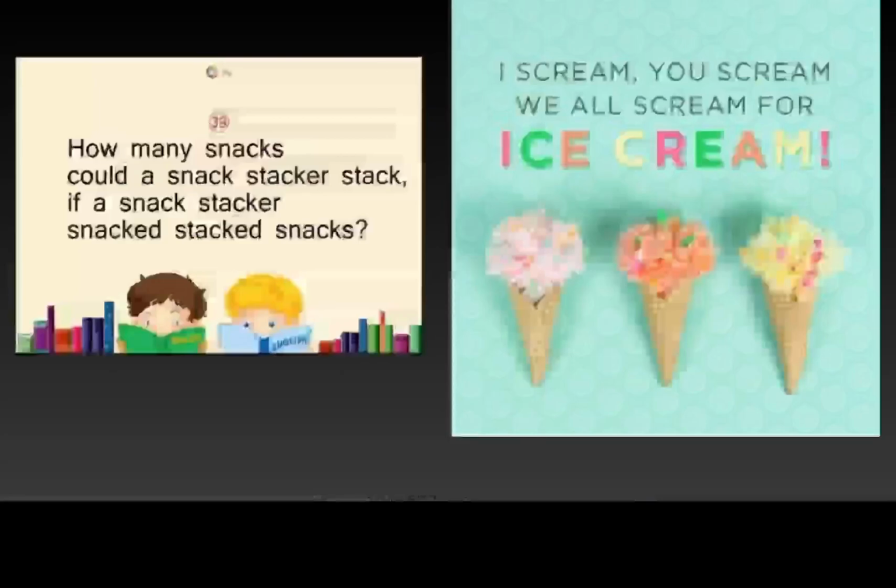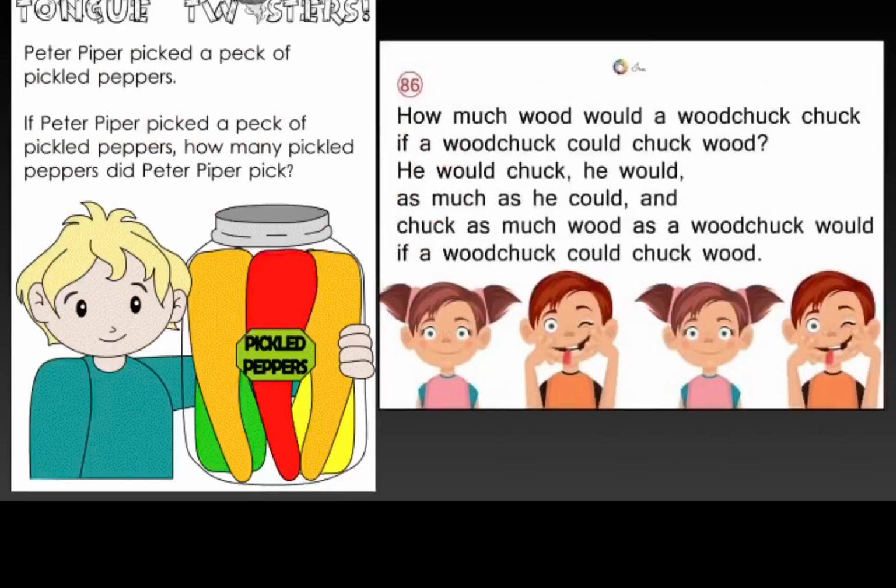And here are a few others for you. How many snacks could a snack stacker stack if a snack stacker stacked snacks? I scream, you scream, we all scream for ice cream. That's quite a famous one. Here's another famous one. Peter Piper picked a peck of pickled peppers. If Peter Piper picked a peck of pickled peppers, how many pickled peppers did Peter Piper pick? And this one. How much wood would a woodchuck chuck if a woodchuck could chuck wood? He would chuck as much as he could, and chuck as much wood as a woodchuck would if a woodchuck could chuck wood.